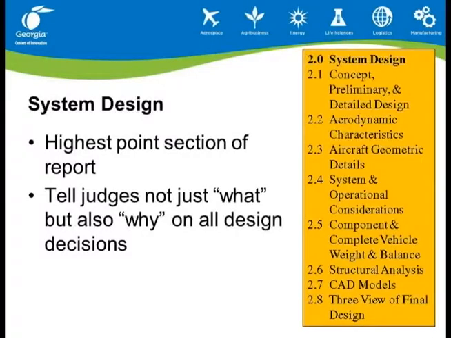So now we're going to talk about systems design. Now we know what kind of mission we're going to do, we know how many sensors, we know how many UAVs, we can go start designing the vehicles themselves. This is the highest point selection in the report, as we talked about, and you must tell the judges not just what, but also why on all design decisions.